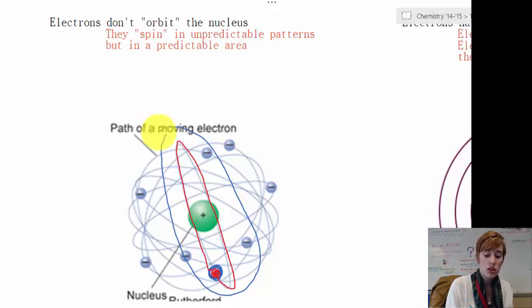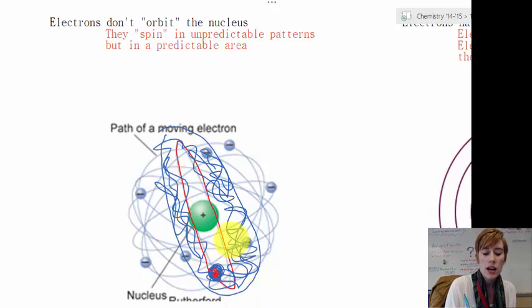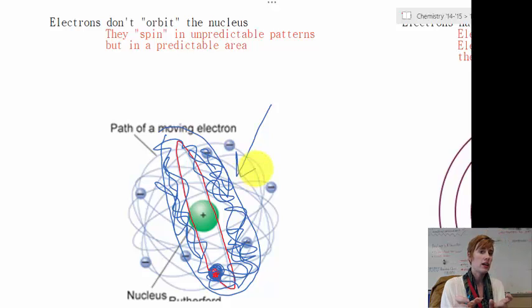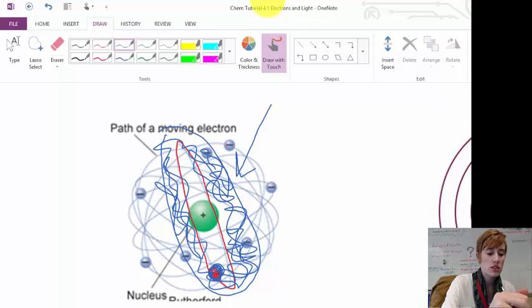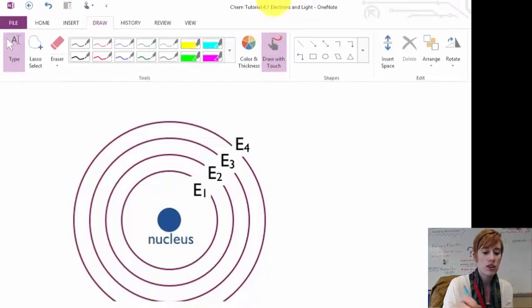In fact, what the electron does is it kind of spins like this in weird, unpredictable ways. All I know is that the electron at some given point in time can be found in this area, but it doesn't travel like a planet does around a sun in a predictable line. It just kind of bounces around, but I know it's going to be in this specific area. And the way we know what areas electrons can be found in is based on their energies. So I'm going to move over here to this other picture. Electrons have different amounts of energy, so that's kind of our next point.